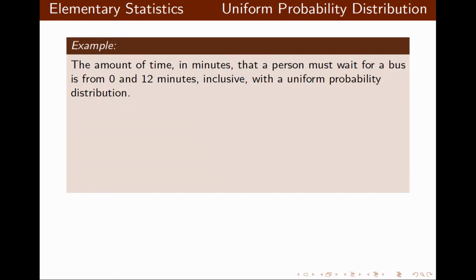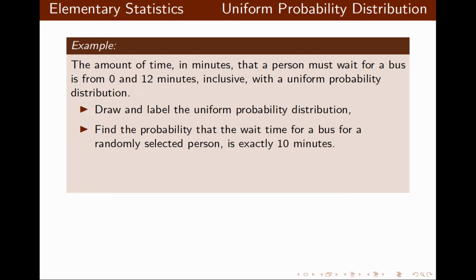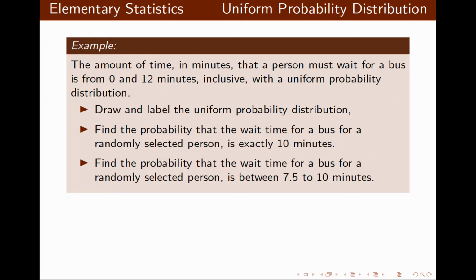Now let's take a look at a few examples. The amount of time in minutes that a person must wait at a bus stop is from 0 to 12 minutes inclusive with a uniform probability distribution. We want to draw and label the uniform probability distribution. We want to find the probability that the wait time for a bus for a randomly selected person is exactly 10 minutes. And also we want to find the probability that the wait time is between 7.5 to 10 minutes.